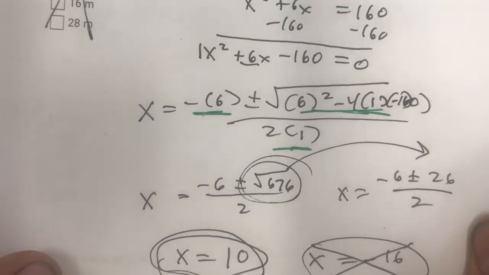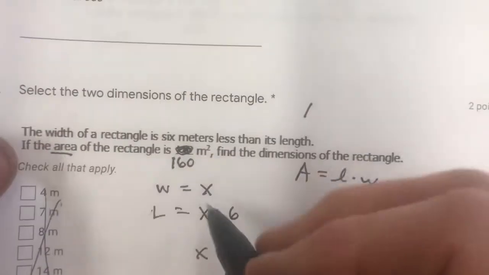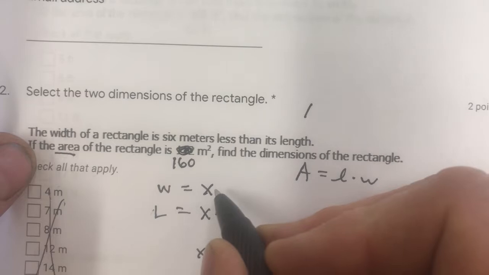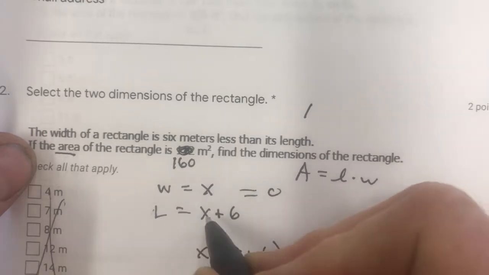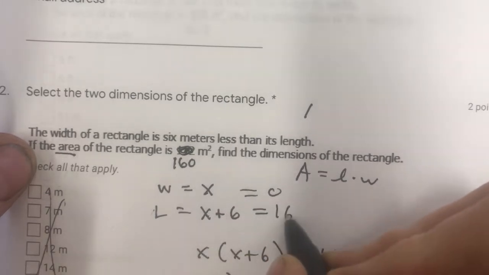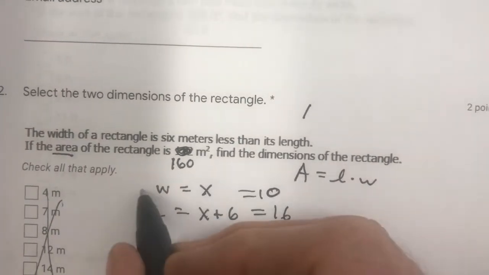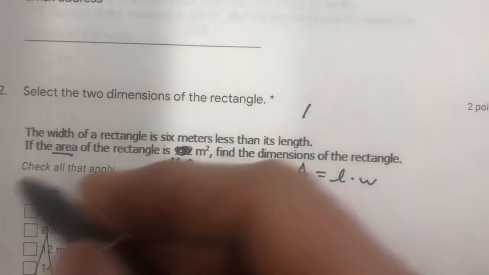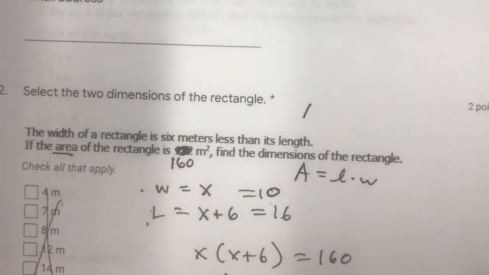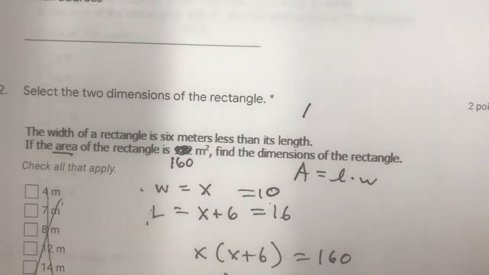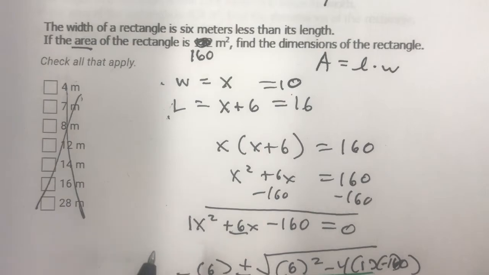All right, so now what are my dimensions? My width is 10, then. And 10 plus 6 is 16. So there's my 2 dimensions. The width is 10, the length is 16, and so I would pick those over here. But of course, like I said, these answers are not correct because I changed the numbers. Okay, let's go to the next one.